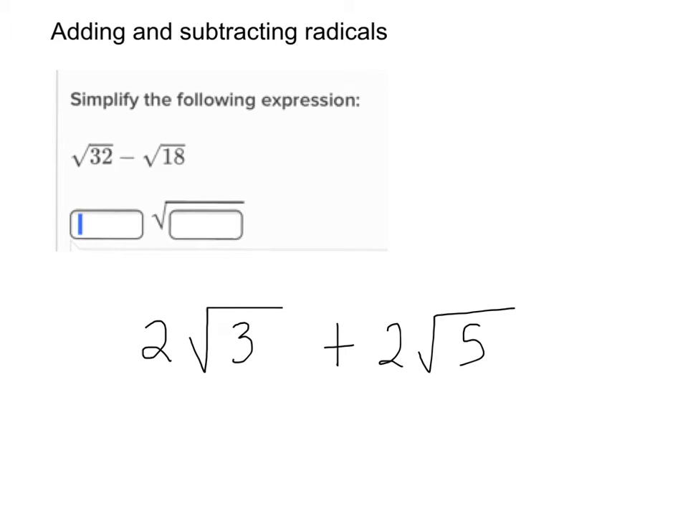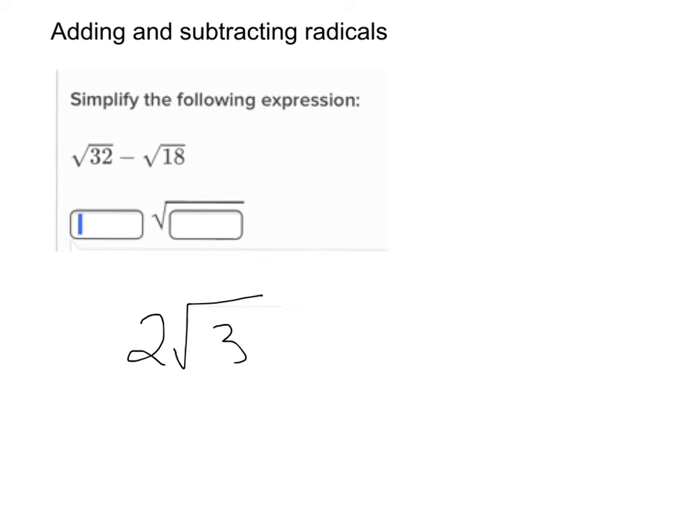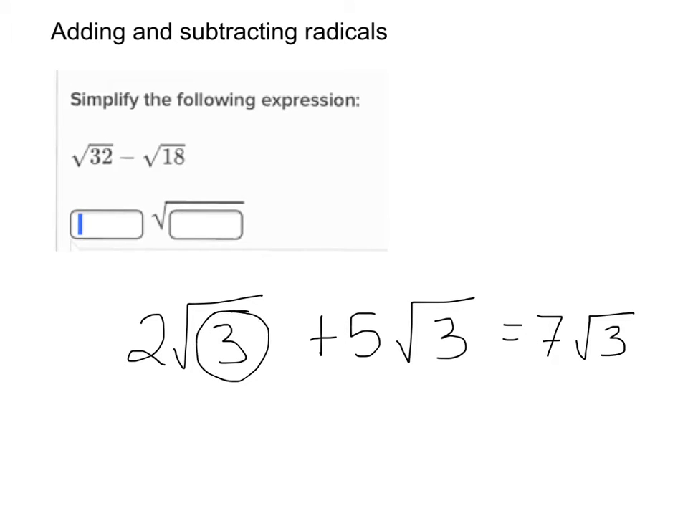And so let's say I have 2 times the square root of 3 plus 5 times the square root of 3. So what I'm saying here is I have 2 square roots of 3's, and here I have 5 square roots of 3's. Well, you can see what's under the radical in both is the same, so I can add them. And so this is going to equal 7 square roots of 3's. Okay? Because what's under the radical is the same in both, I am able to add them.